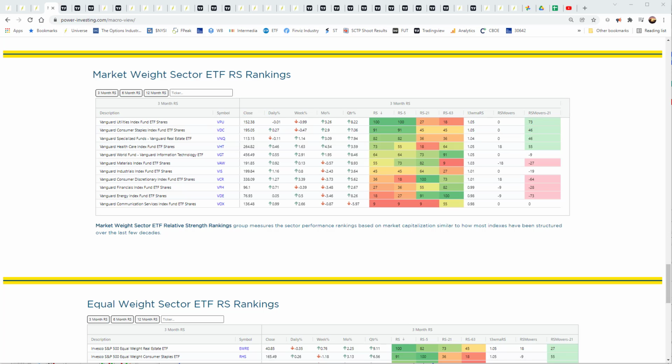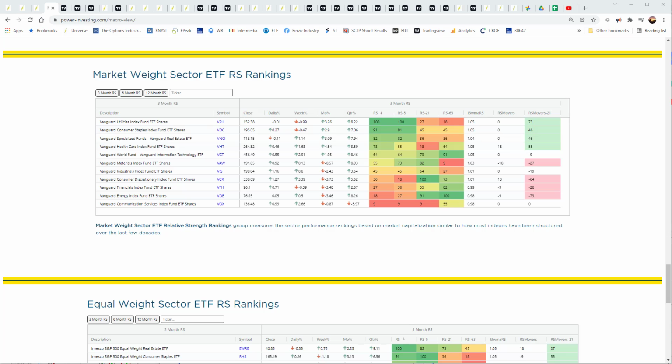In these videos, we're going to go through the sectors and sector ETFs that we cover in the Power Investing website. We're using our subsectors and our equal weight indexes that we build, as well as many of the ETFs that you can trade directly in. So let's go ahead and get started.